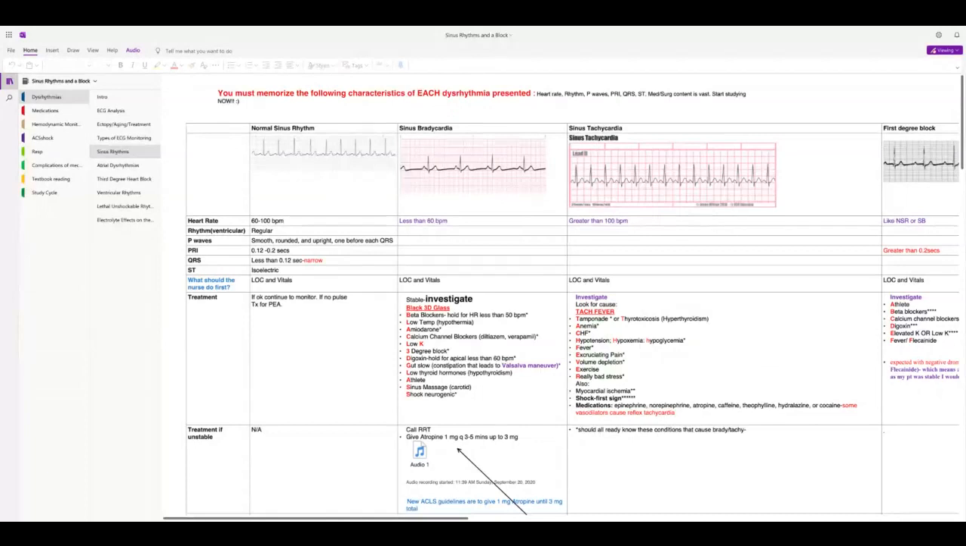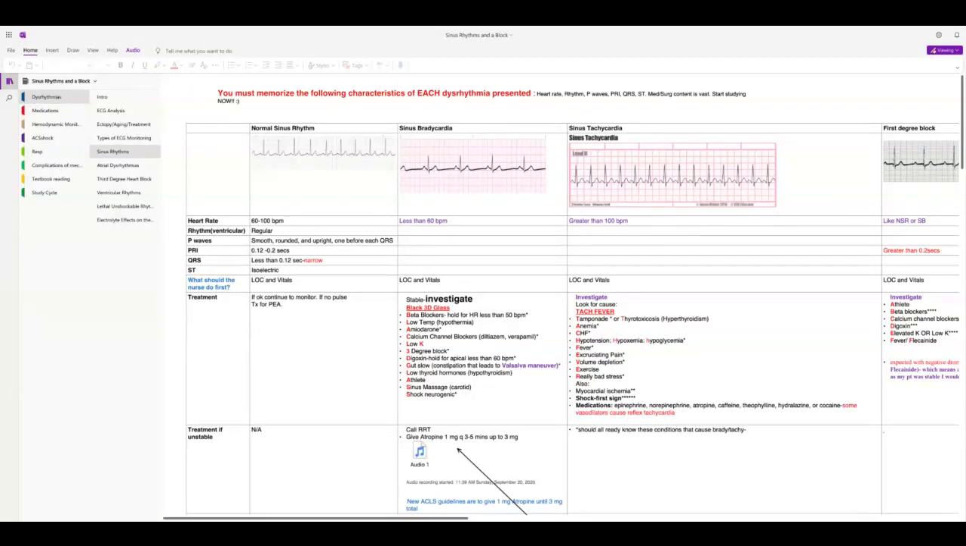The P waves are all going to be smooth, rounded, upright, and one before each QRS. The PR interval is going to be normal, so 0.12 to 0.2 in normal sinus rhythm, sinus Brady, and sinus tach. In first degree block, the PR interval is going to be greater than 0.2, okay?